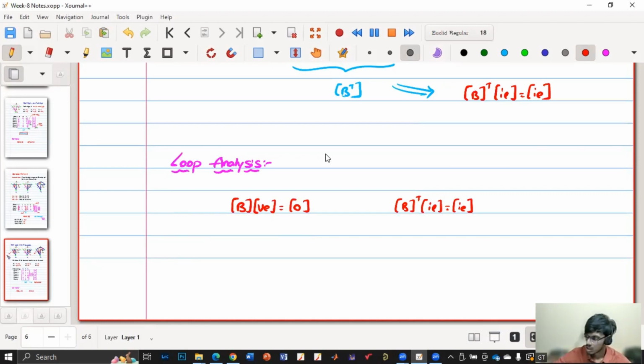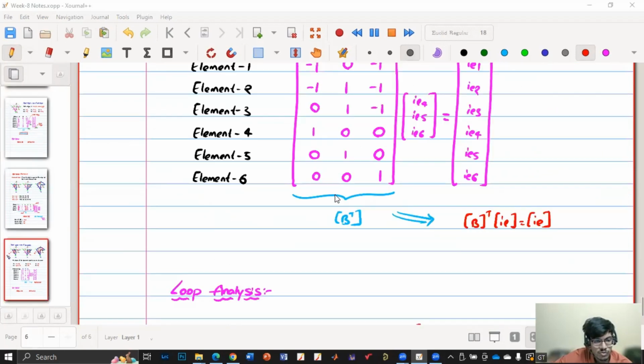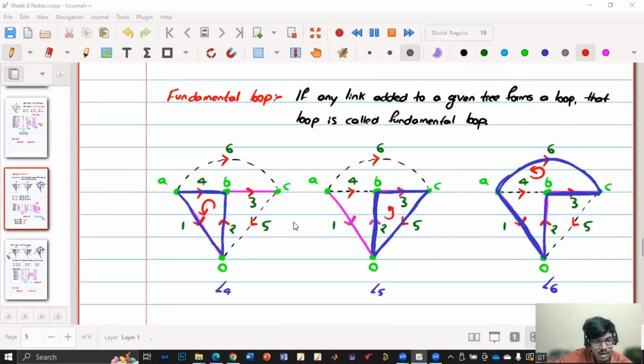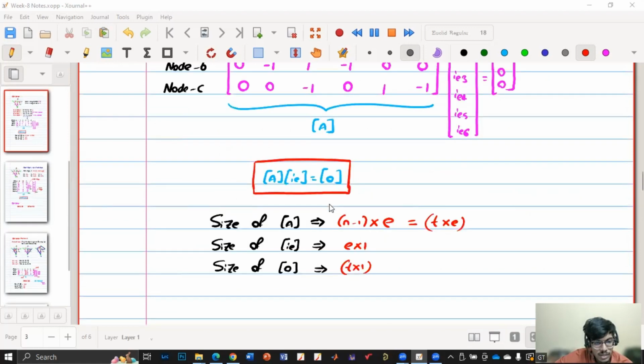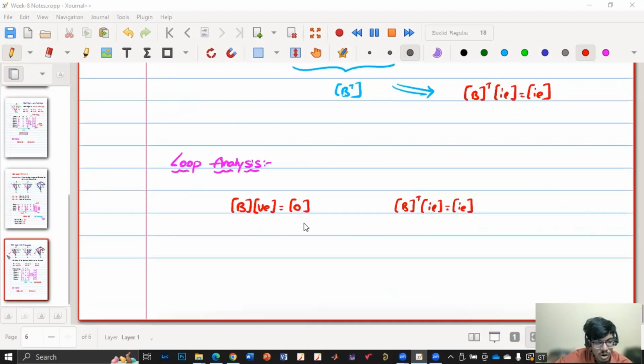In the first case, which is this mesh analysis, we have first applied KCL and we got the expression in terms of element currents. We got A into IE is equal to 0. Then in this case, which is the loop analysis, we have done the KVL and we got in terms of VE. So here we applied KVL and we got in terms of voltages.